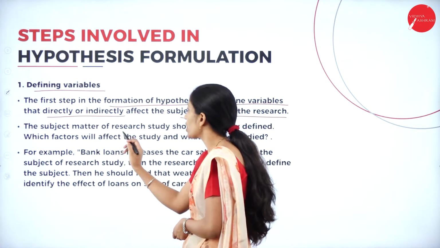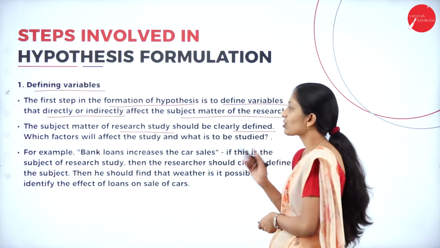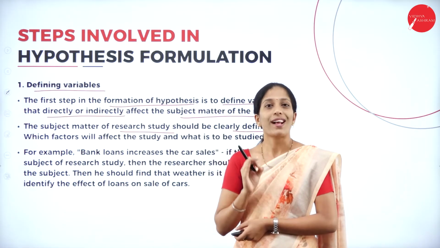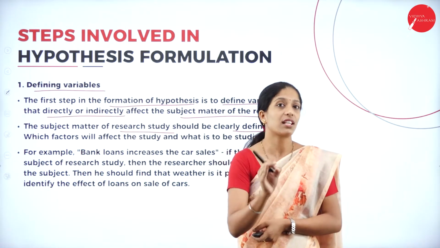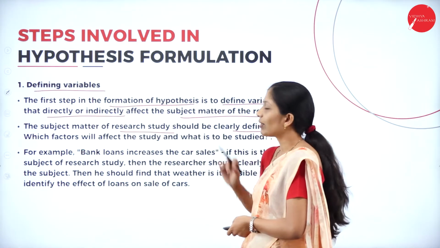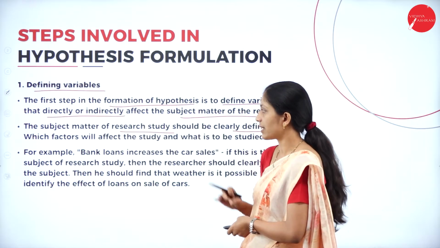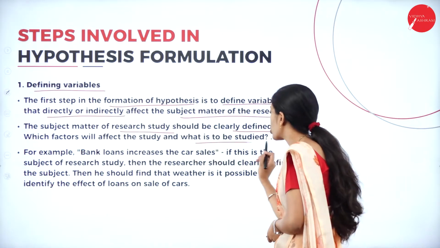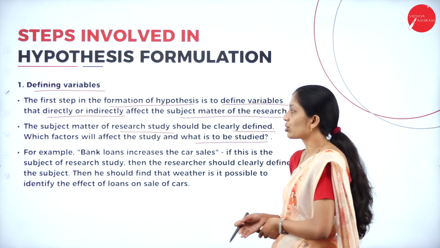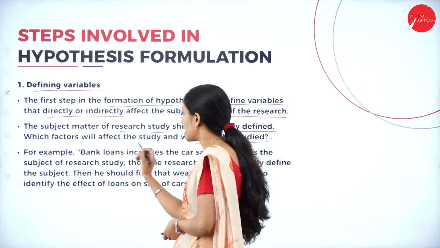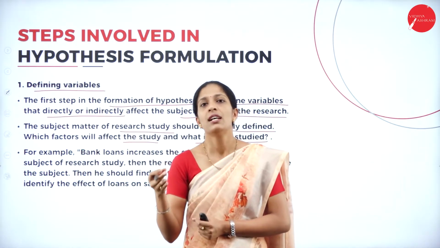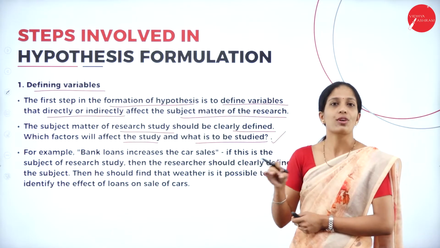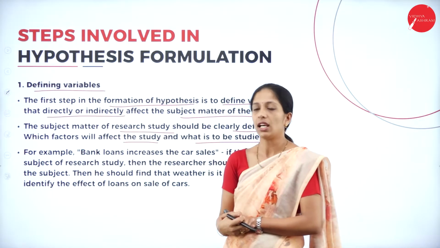The subject matter of the research study should be clearly defined. As we know, the subject matter of the research study has to be clearly defined. Once the problem is identified, half of the research work is solved, correct? So, here we have to identify the exact problem of the research study. Here there is a question: which factors will affect the study and what is to be studied. First the researcher has to know which factors will affect the study on his particular topic and what is to be studied. This he has to identify in the first stage of creating the hypothesis.